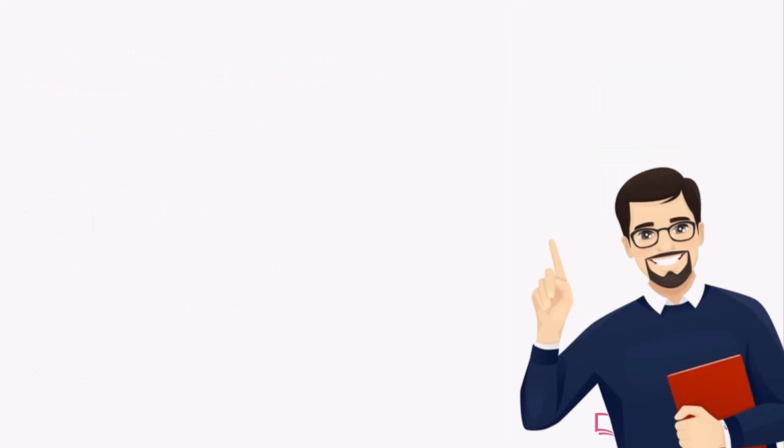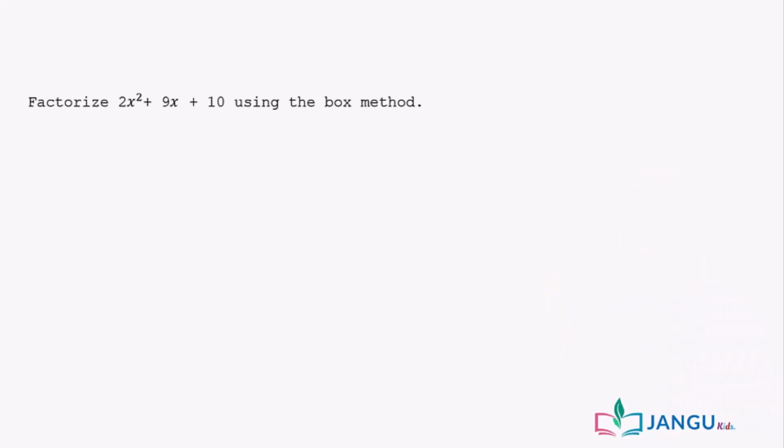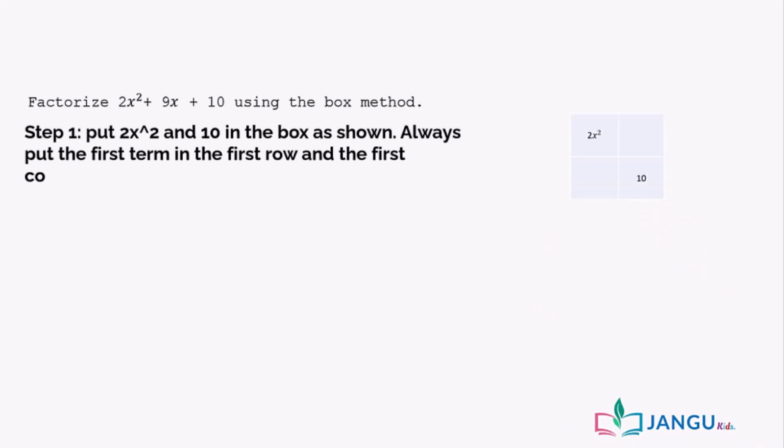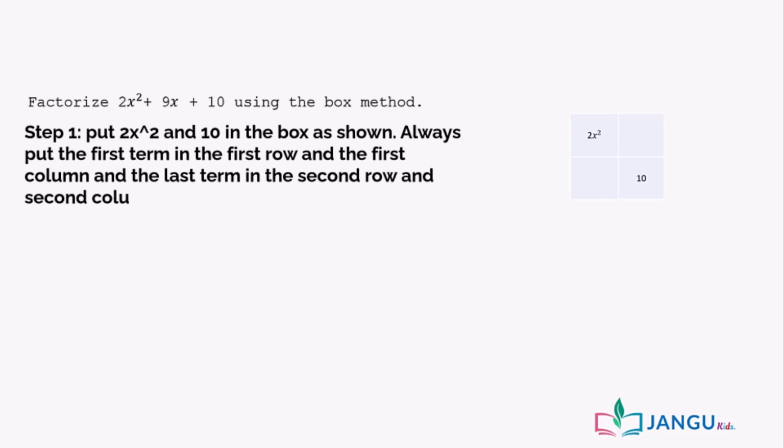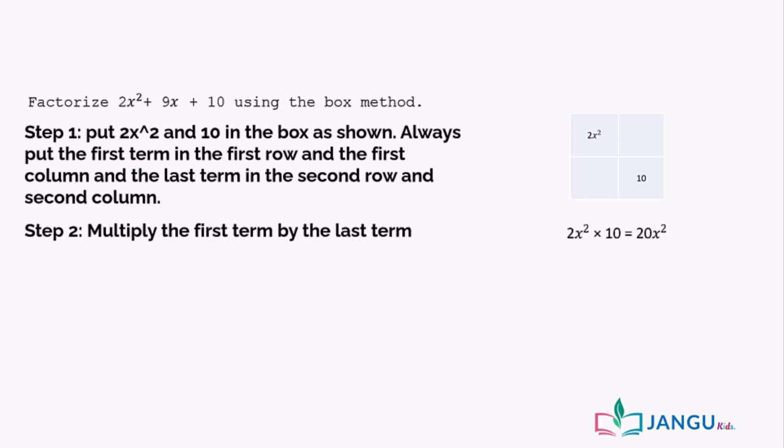Let's try this example. Factorize 2x squared plus 9x plus 10 using the box method. Step 1. Put 2x squared and 10 in the box as shown. Always put the first term in the first row and the first column, and the last term in the second row and second column. Step 2. Multiply the first term by the last term. 2x squared times 10, which is equal to 20x squared.